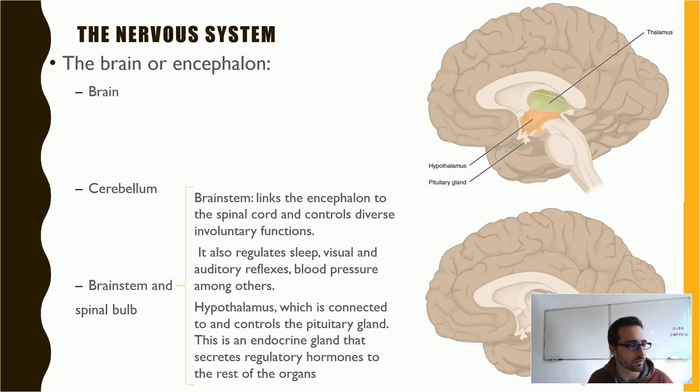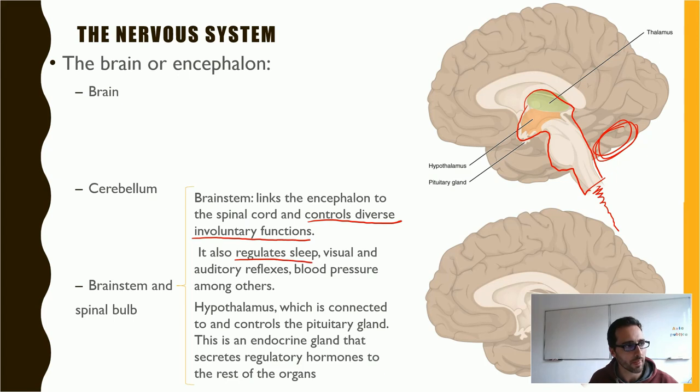So, don't be lost. The brainstem is this part here, the middle part of the brain, and it links the brain and the cerebellum with the spinal cord. So the brainstem links the encephalon to the spinal cord and controls diverse involuntary functions. Quite important, so important to remember, involuntary functions. It controls diverse involuntary actions. It also regulates sleep, visual and auditory reflexes, blood pressure, among others. So for that it's quite important to avoid hits in this place.